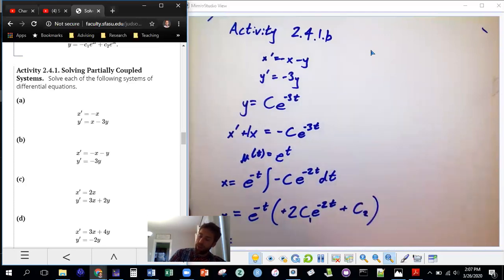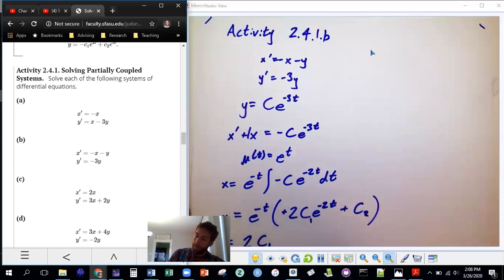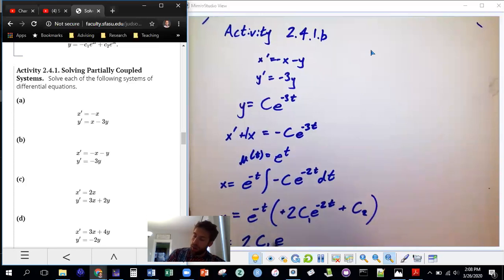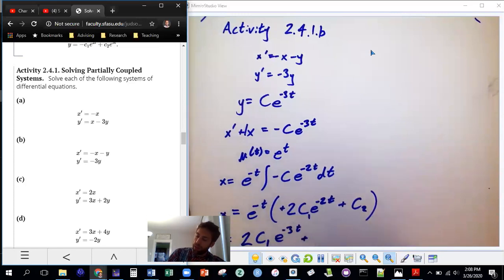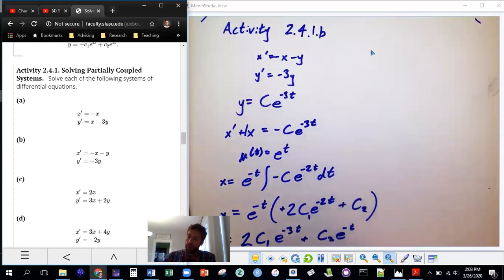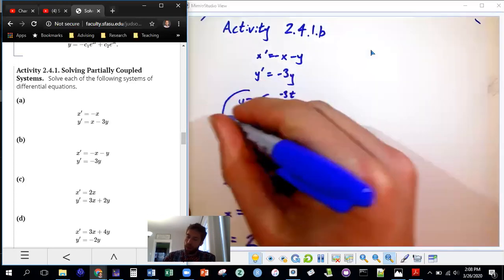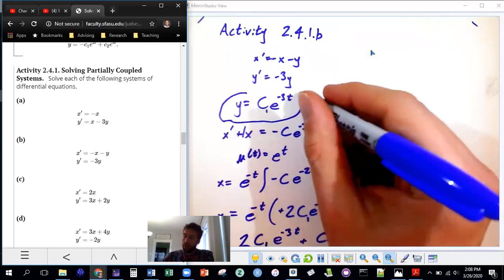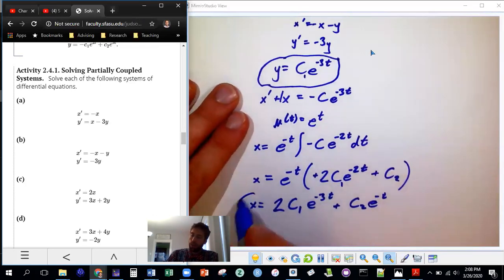So x equals 2c1 times e to the negative t times negative 2t is negative 3t, plus c2 times e to the negative t. And make sure that the c1 in y is the same as this c1. So y equals that, and x equals that.